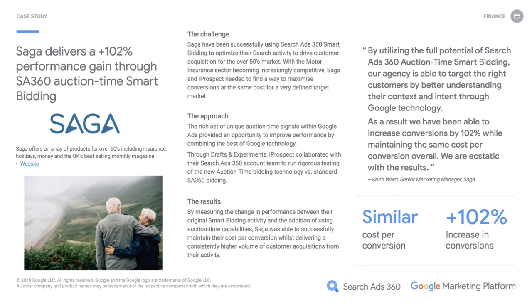Now, this is definitely a lot more than what we've seen, but it's a very interesting case study because at this time, drafts and experiments were required to run auction time bidding. Now we're pretty confident in the auction time bidding model, and you can go ahead and activate the bid strategy without really running a drafts and experiments test.